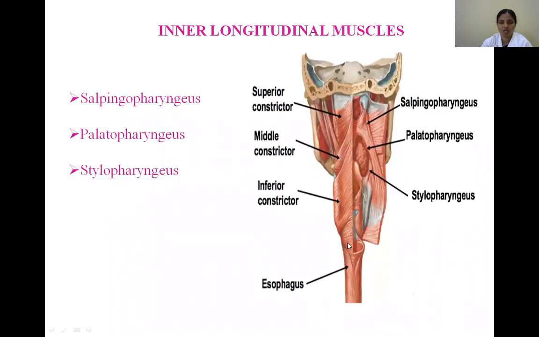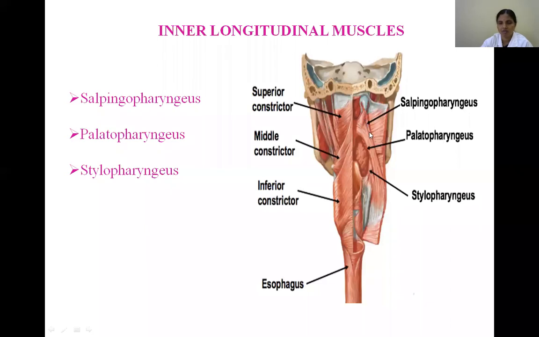Coming to the inner longitudinal muscles. See, the three paired muscles are there: salpingopharyngeus, palatopharyngeus, stylopharyngeus. Coming to the salpingopharyngeus. Salpingo means it is related to the auditory tube. Here, this is a tubal elevation overlying the opening of the auditory tube. From the lower part of the tubal elevation, one fold extends downwards. Fold means mucosal fold. So why is there a mucosal fold? Because of the underlying muscle. That muscle is called the salpingopharyngeus muscle.